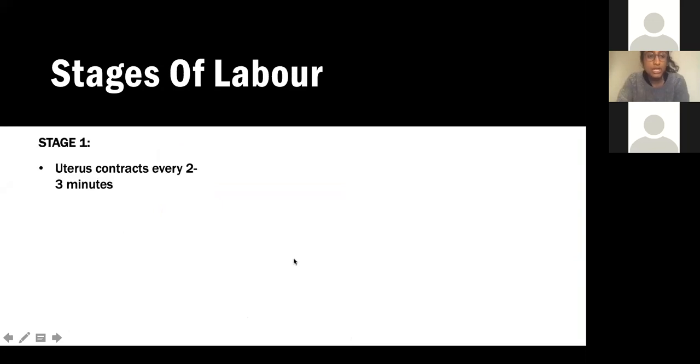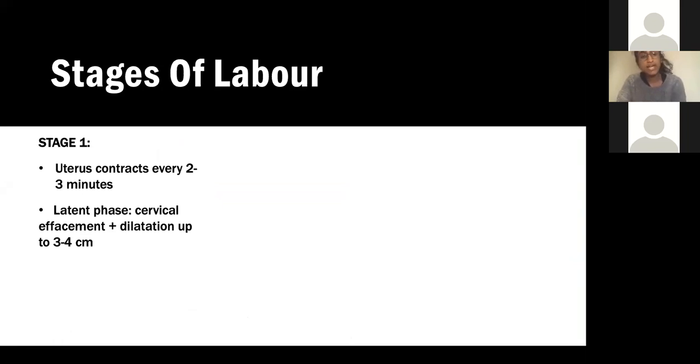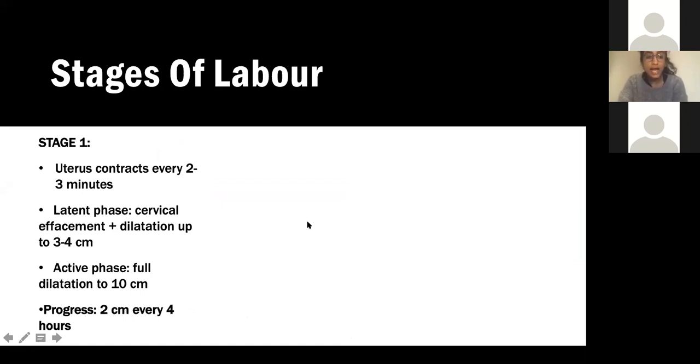So in stage one, you've got your latent phase and your active phase. In stage one, the uterus contracts every 2 to 3 minutes. Latent phase is where you've got that effacement I mentioned, and then dilatation up to 3 to 4 centimeters. Active phase is where you've got dilatation up to full, 10 centimeters. And in a nulliparous woman, so someone who's never given birth before, you'd expect them to progress at 2 centimeters every 4 hours.